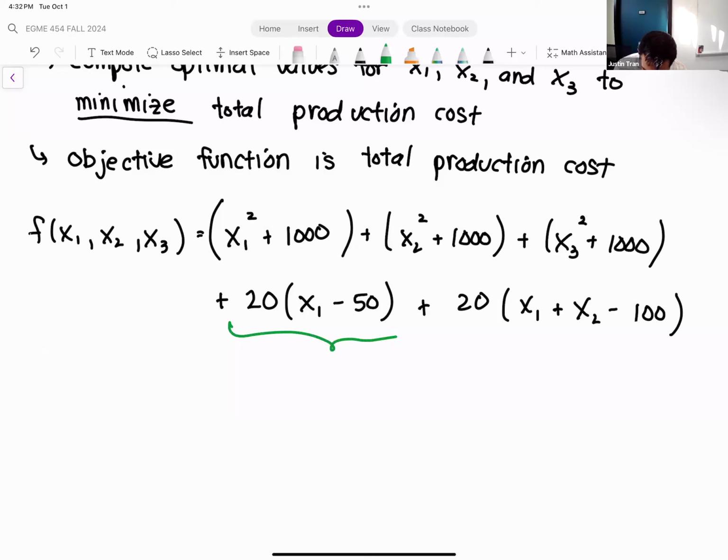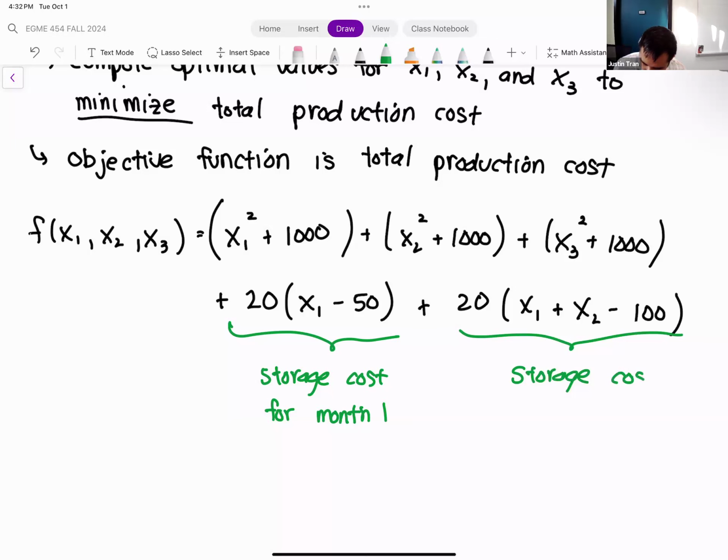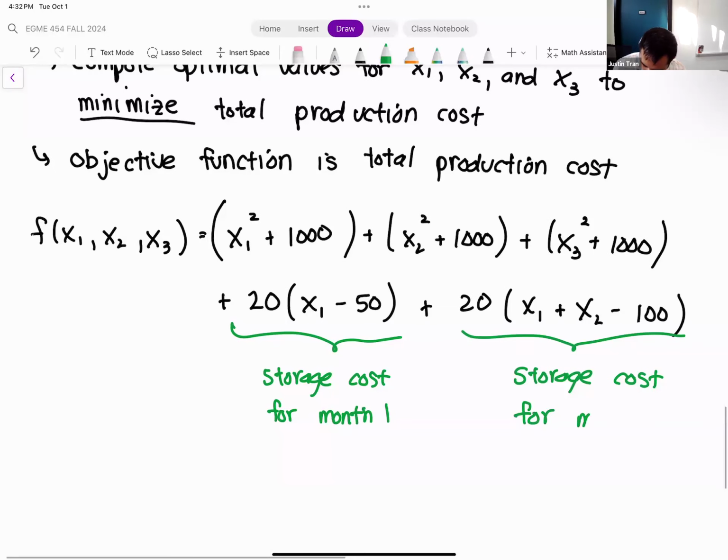Okay, so this portion right here, this is the storage cost for month 1. Right here is the storage cost for month 2. Okay. We're not going to add any storage costs for month 3 because this analysis is only going to cover up until the end of the 3rd month. In theory, if you were actually running this company, that's something that you would consider. But in this case, we're only worrying up to the end of the 3rd. So we're only going to add storage costs going from month 1 to month 2, and then month 2 to month 3.